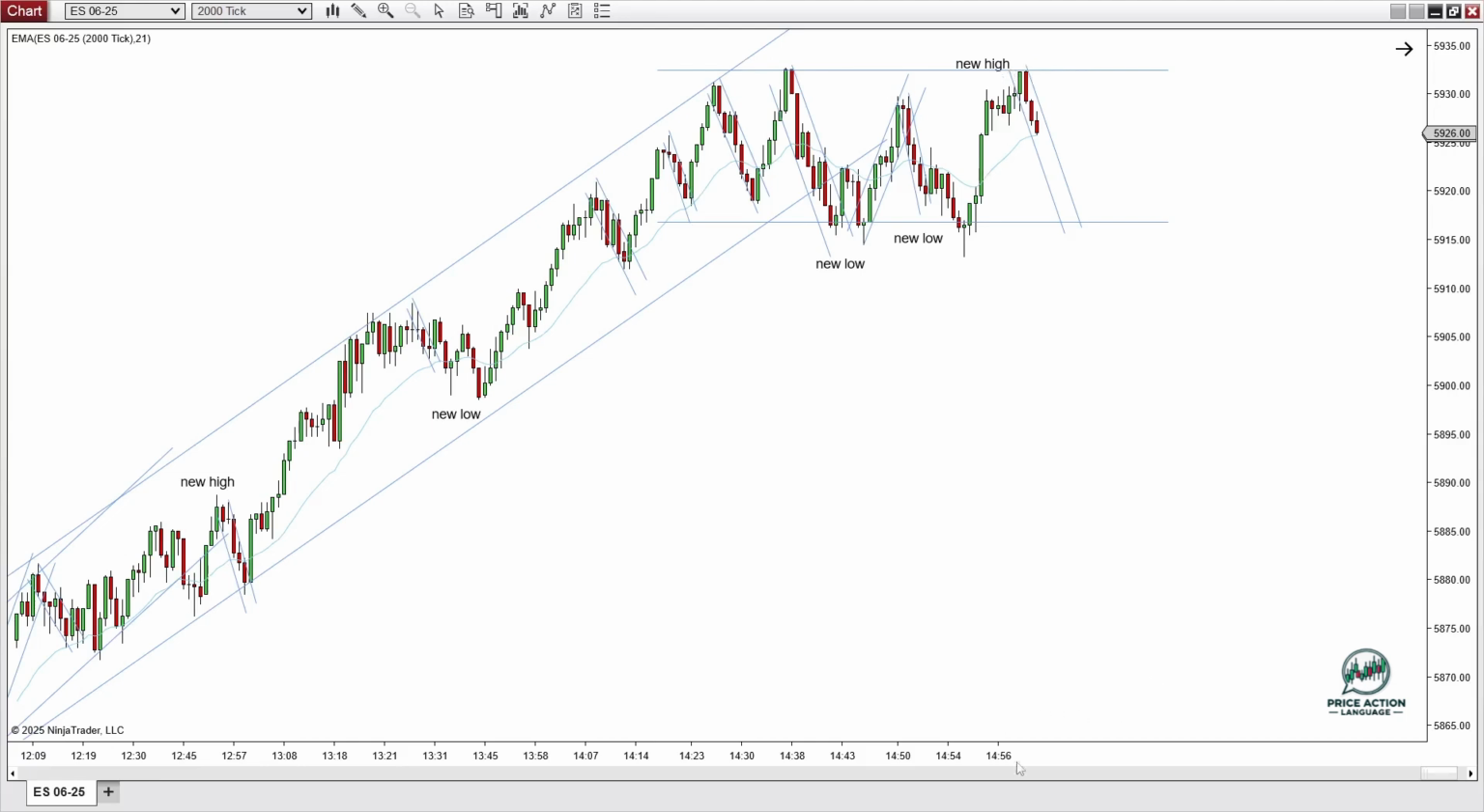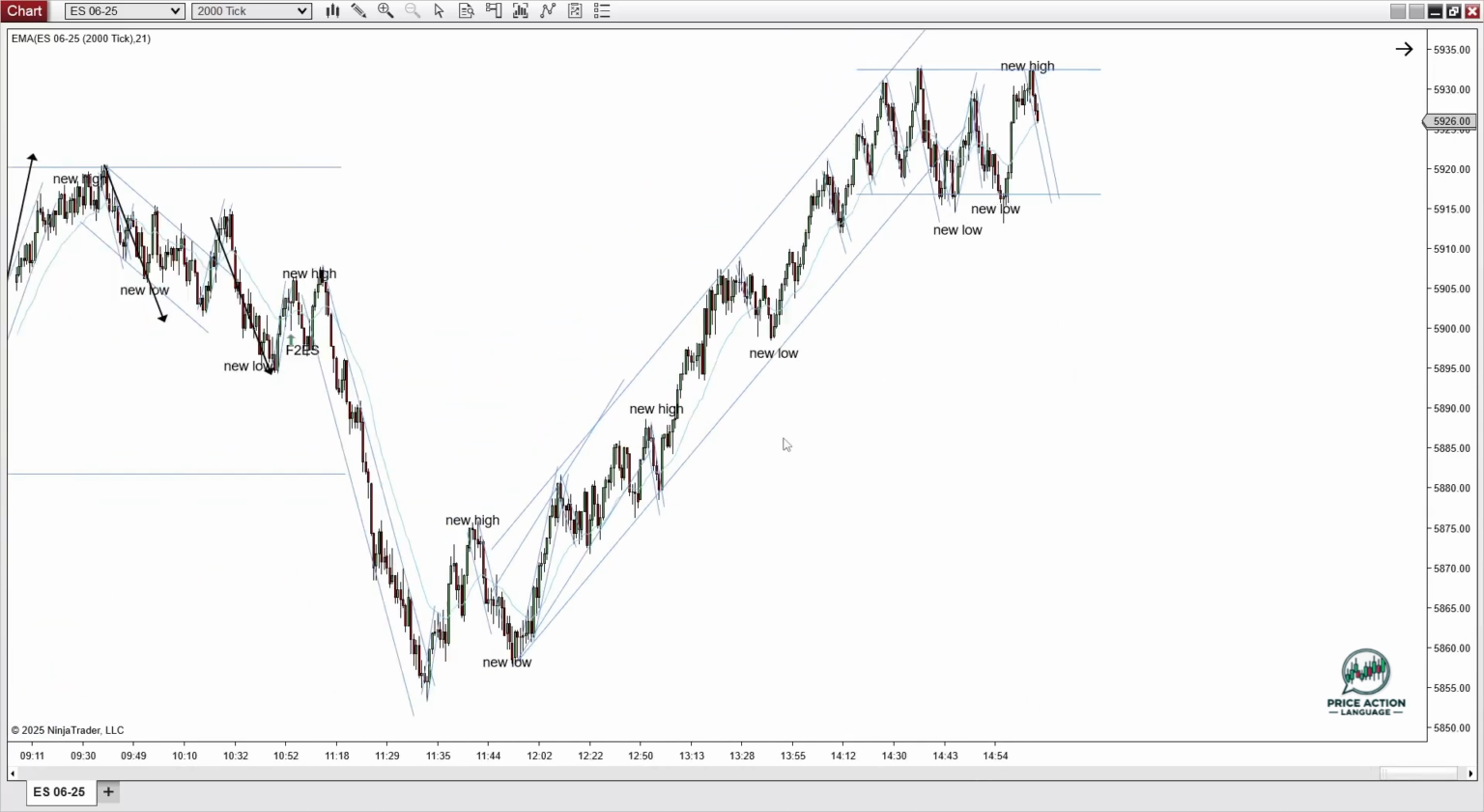But now we're getting a little bit too late on the day. So at this point, this is just for educational purposes. It's just a little bit too late for us. But perfect price action. We can go back to this in summary.